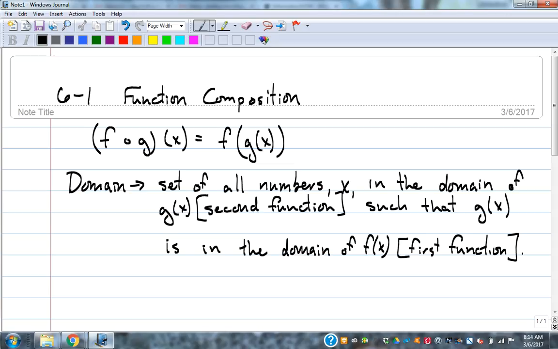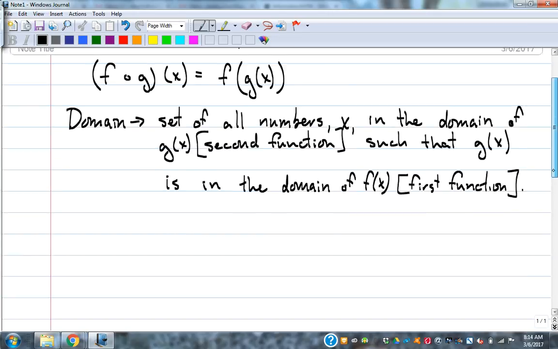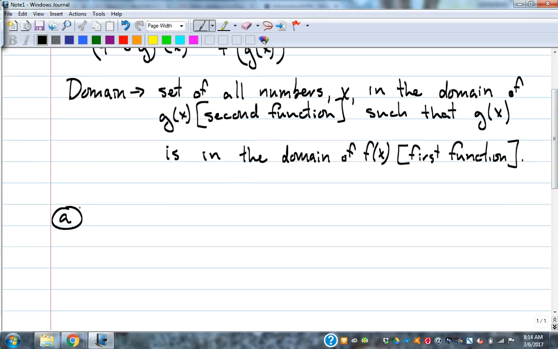And I think it starts making a little bit more sense when we start doing a few problems with this and actually doing that composition and finding the domain of that. It's kind of wordy when you look at it as a definition, but it's not as bad as it looks when you actually start doing the math with it. It's not too bad. So let's just look at our first example.